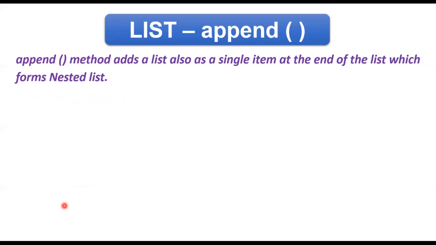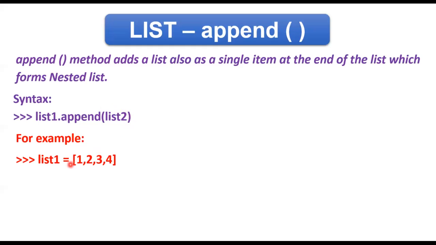Next, the append method adds a list also as a single item at the end of the list, which forms a nested list. Just as we add one more element inside the list, in the same way we can add one more list also at the end of the list. But that list will be counted as a single item or element in the list. So the syntax for the same is list1 dot append. Inside my append function, instead of passing a value or element, we are passing one complete list.